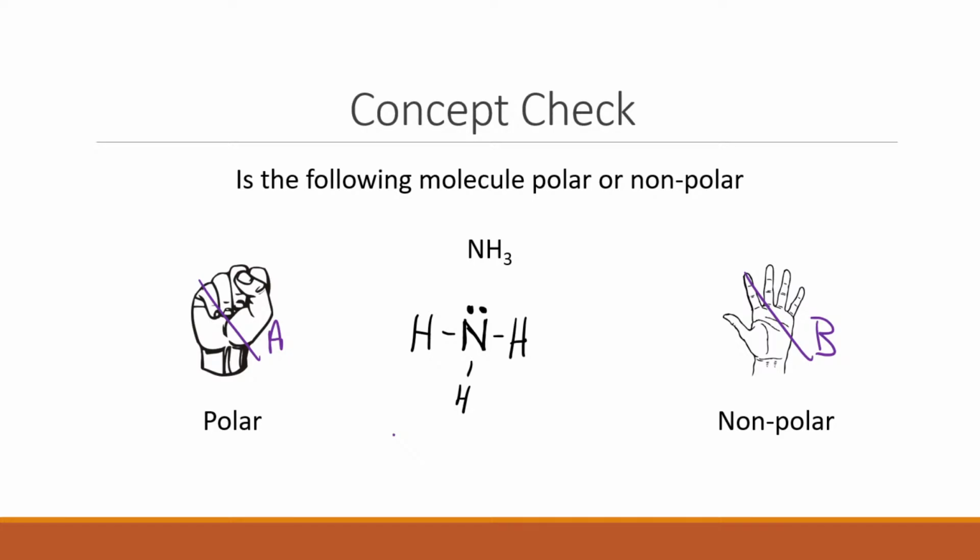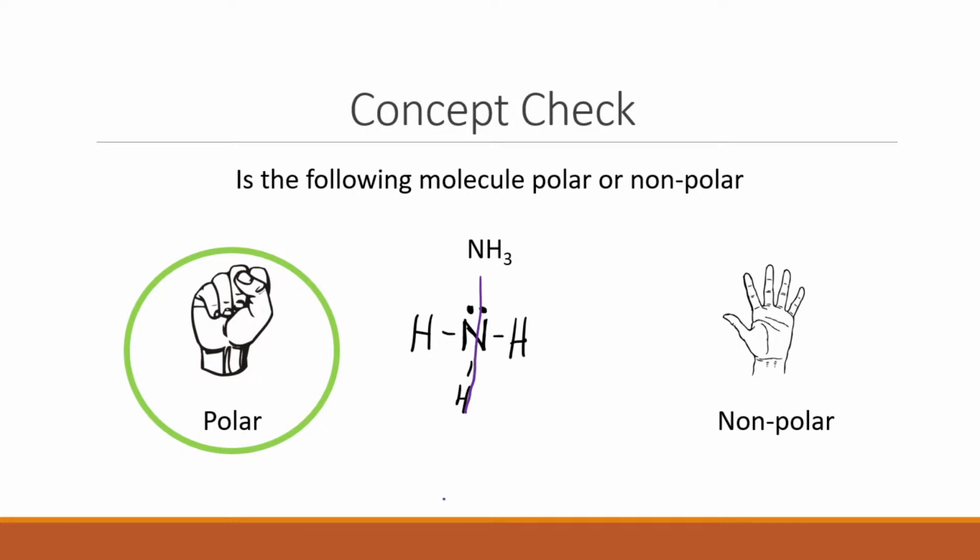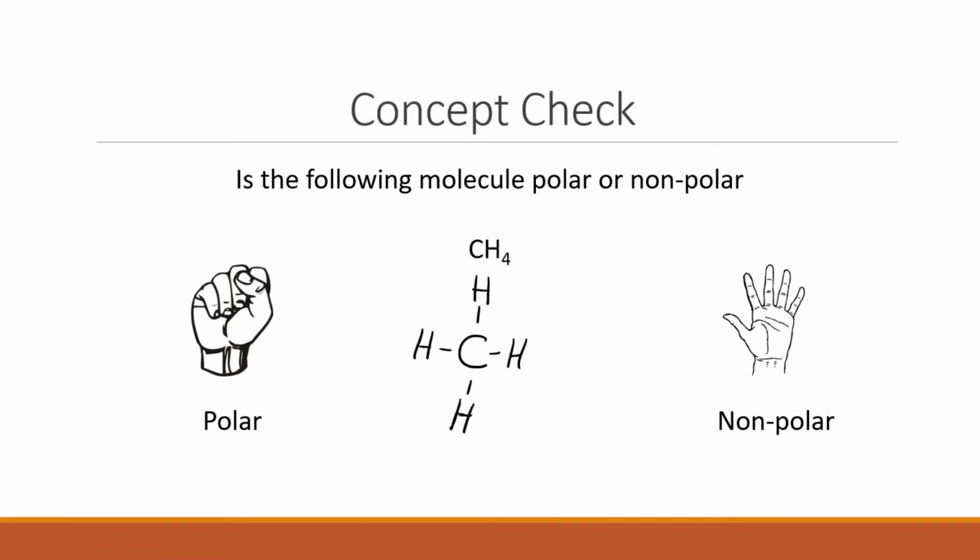Great. This is a polar molecule. We can only draw one line of symmetry in this molecule. Right? And forgive my not so straight lines, but we can only draw this vertical line of symmetry through this molecule. One line of symmetry, polar molecule. What about CH4? Polar molecule or nonpolar molecule?